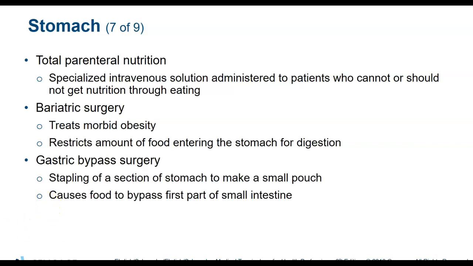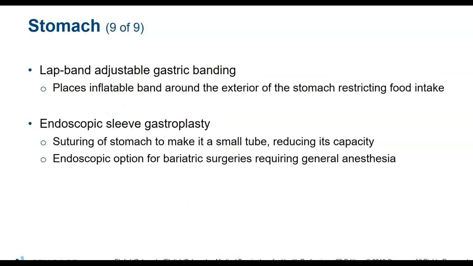I said we were going to talk a little bit about the bariatric surgeries, and I am. They do this to treat morbid obesity, and what the bariatric surgery does is it restricts the amount of food that's able to get into the stomach. The first one is gastric bypass surgery. So what they actually do is they staple a section of the stomach to make a really small pouch. And then they bypass the first part of the small intestine. This is pretty invasive surgery, but some people have done very well with it.